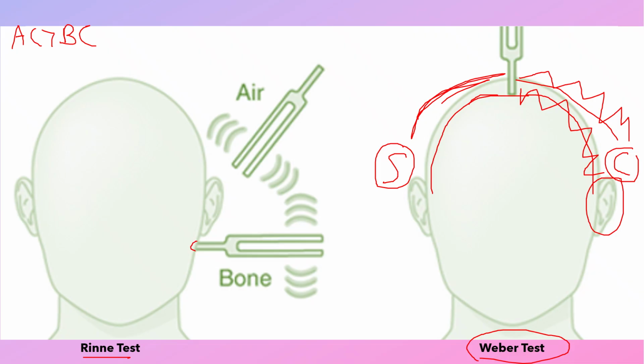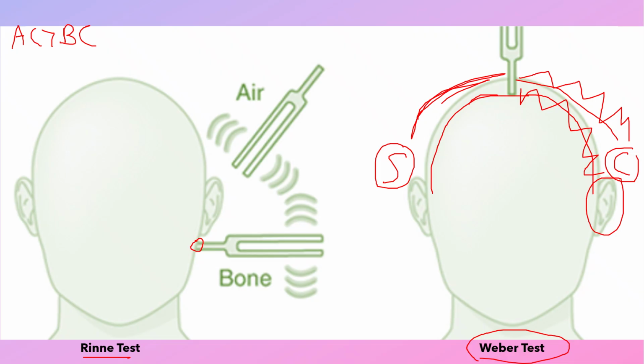the base of the tuning fork at the mastoid process, which is that bump just behind the ear, and we keep it there, and we tell the patient to please let us know when you do not hear the sound anymore. Here we are looking at the bone conduction. And eventually they'll tell us after a few seconds that, hey, I don't hear it anymore.